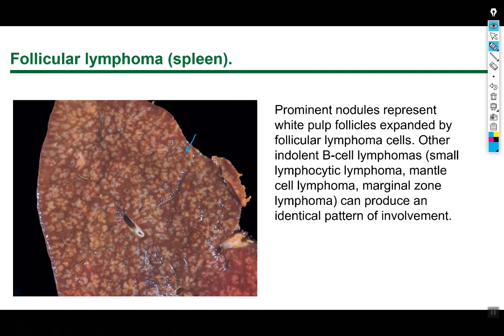So all of those little white pulp follicles that are expanded are basically indicators of pathology. Now, you wouldn't be able to tell whether this was a particular kind of lymphoma. If you look at the caption here, it says other indolent B-cell lymphomas, mantle cell, marginal zone, etc. So there are multiple kinds of cells that can basically go rogue, have some kind of dysregulation of the cell cycle, and produce this particular pattern. In order to find that out, one would need to use immunocytochemistry to stain specifically for the cell type. And that is what a pathologist would do in this situation.